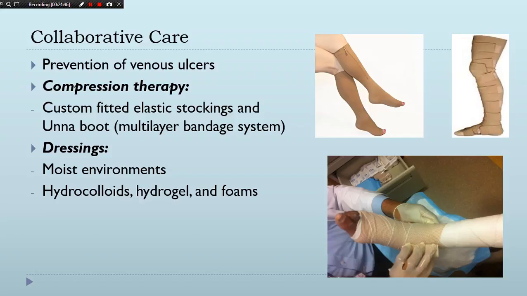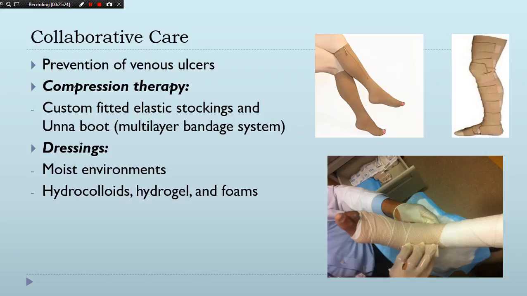In acute phases, when patients have an acute infection, wound, or edema, we might use a very short-term multi-layer bandage system to quickly alleviate the edema, and then we might fit them for a custom fitted stocking. The multi-layer bandage system that you're going to commonly see is called an Unna boot. There's usually a 3 or 4 layer wrap system that goes around the patient to compress, to reduce the edema, and to help heal the venous ulcer.